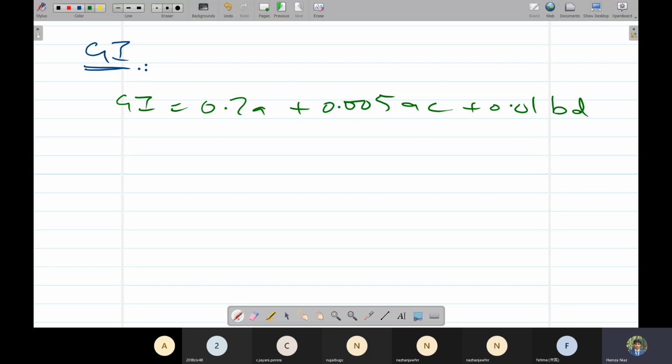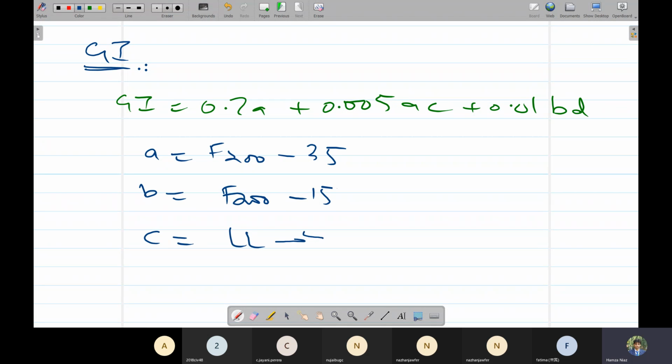This one would not be given in the paper. And A is F200, the percentage fines passing sieve number 200, minus 35. B is F200 minus 15. C is liquid limit minus 40. And D is plasticity index minus 10.